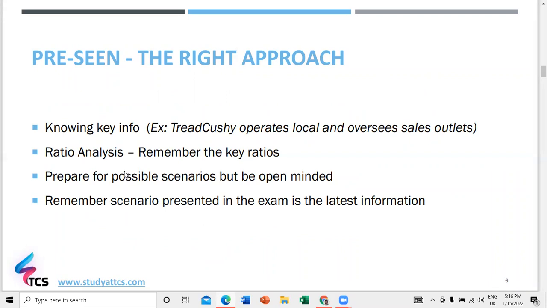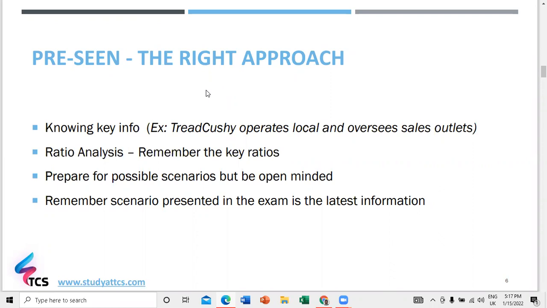Okay, so I'm going to tell you what you are supposed to do when you are trying to tackle the pre-scene. First things first, you need to know your key information. I hope you had gone through the pre-scene document as of now. If so, you would have seen there are chunks and chunks of information in it. You need to have the ability to figure out which of the information is key and which of it is not.